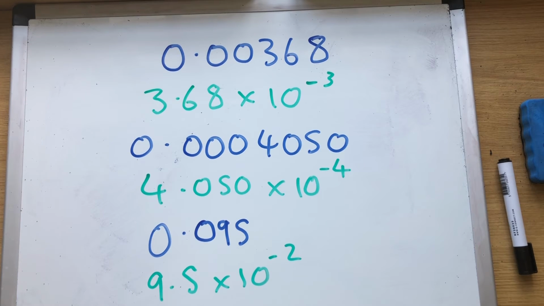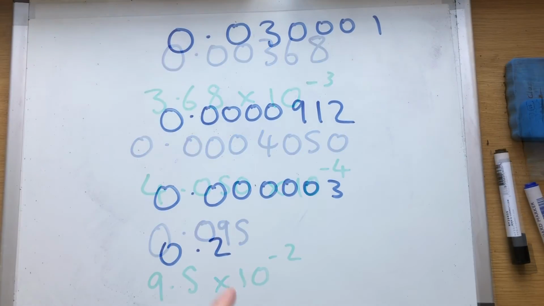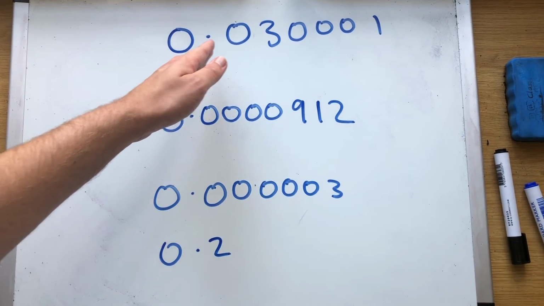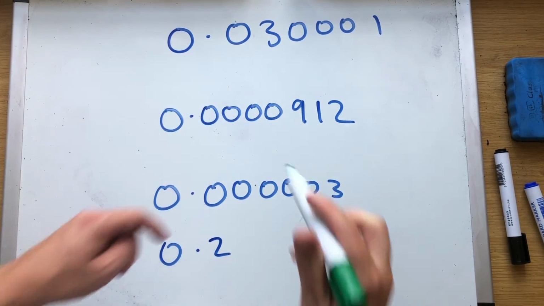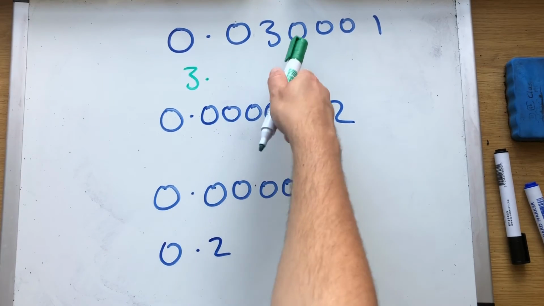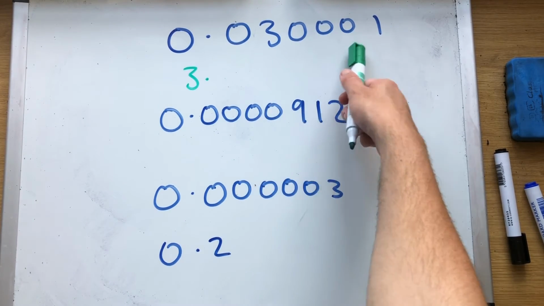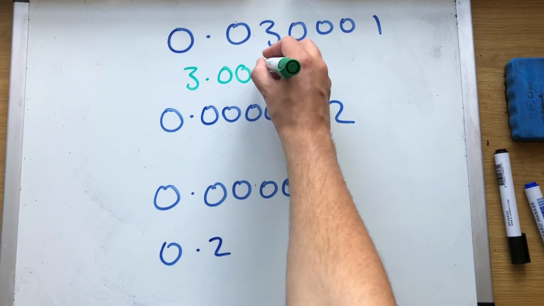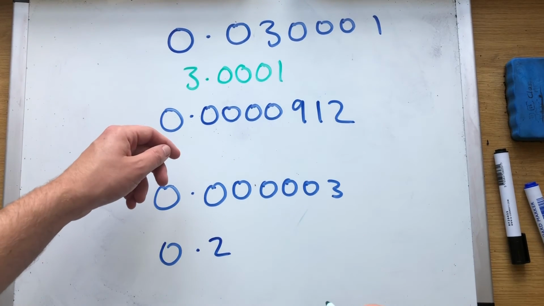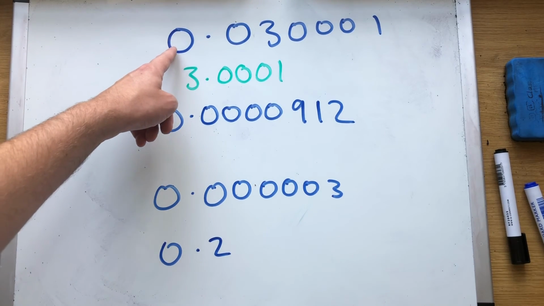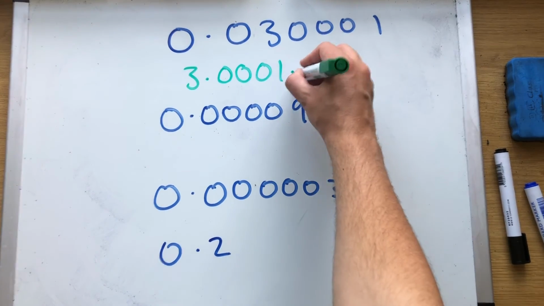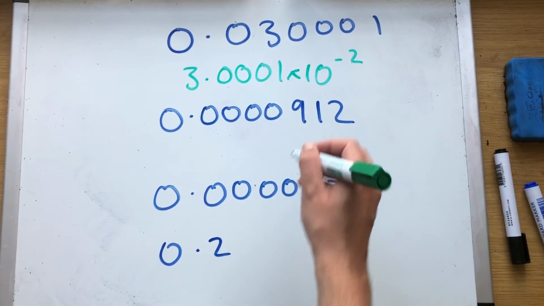More examples now. Okay, so doesn't count, it's a 0. Doesn't count, it's a 0. Our first non-zero is 3. Write out the rest of the number, which is 0, 0, 0, 1. How many zeros do we have before the 3? 1 zero, 2 zeros. So times 10 to the power of minus 2.